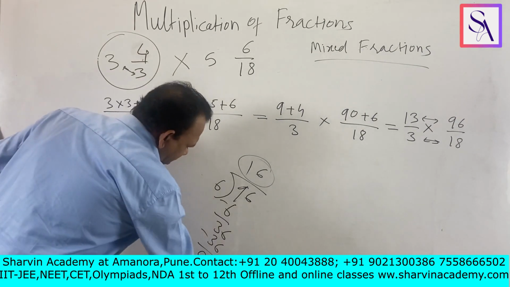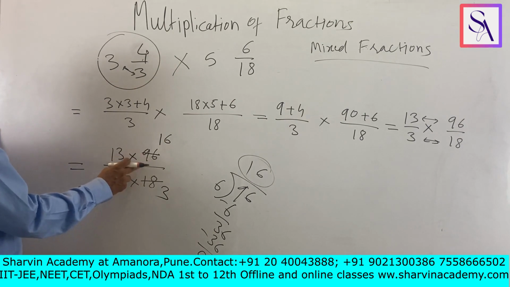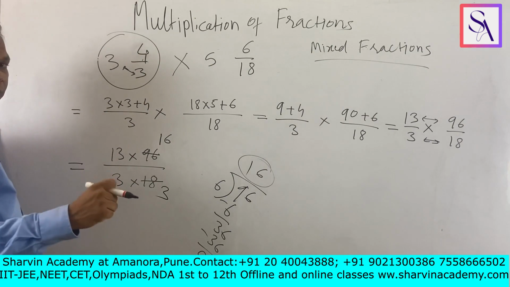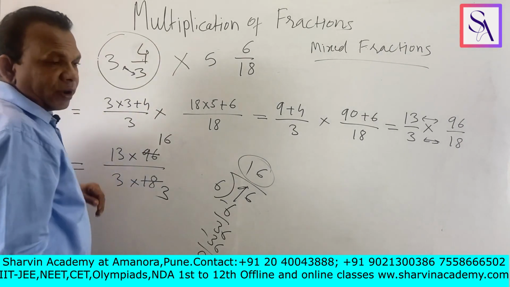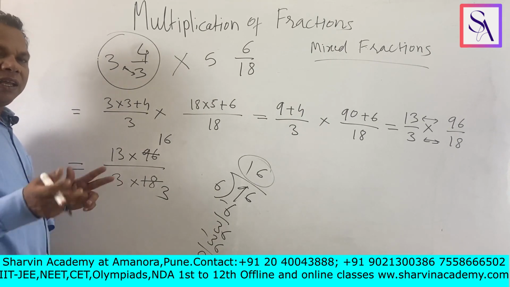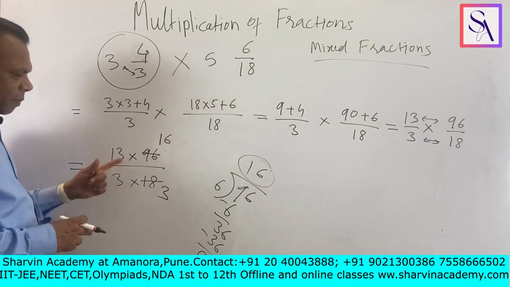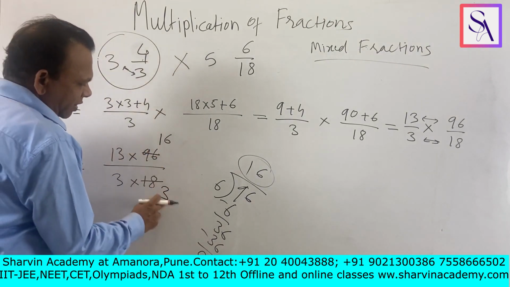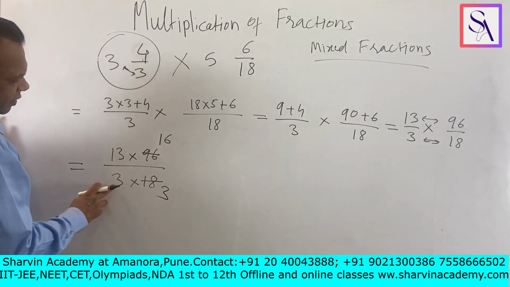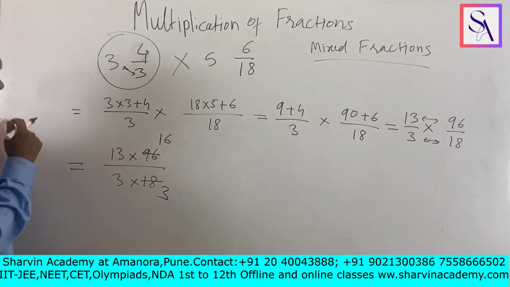So what did I do? I used the divisibility test for 6, right? If you don't know the divisibility test, then click the I button here, or in the description I will give the link. You can check that video on divisibility rules in detail. Then you will be able to solve such calculations. Coming back to the problem, I got 16 and 3. Can I divide further? 16 is not divisible by 3, and 13 is a prime number, so it is not divisible by anything.